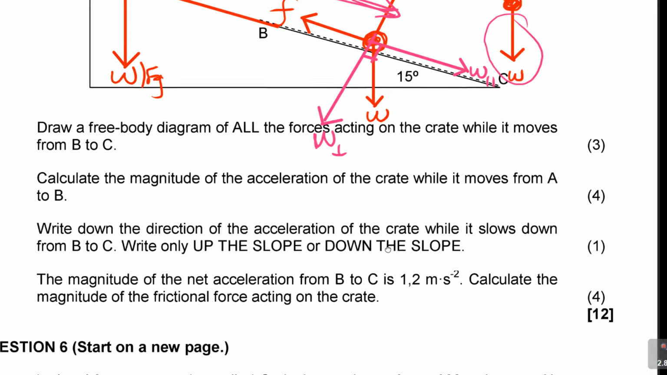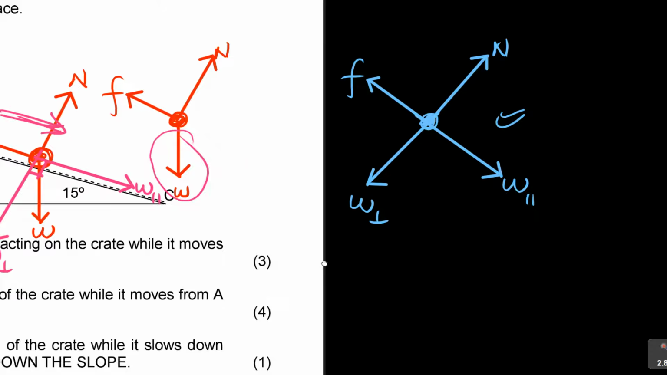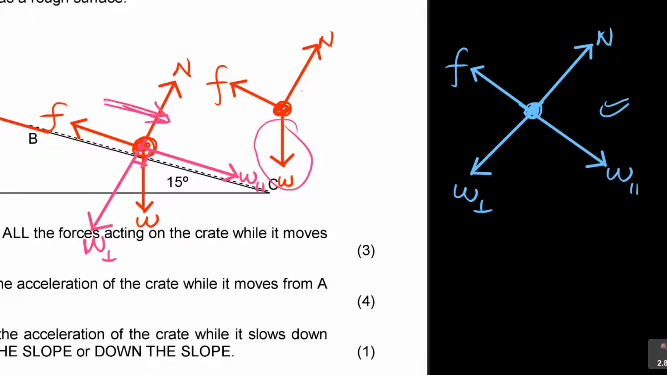Okay, now draw all forces, 3 marks. That's why they gave it 3 marks. So where are the 3 marks? The 3 marks are here: the normal, that, and that. So when they're marking, this is half, this is half, then this is that. Okay, so that's what they will do.